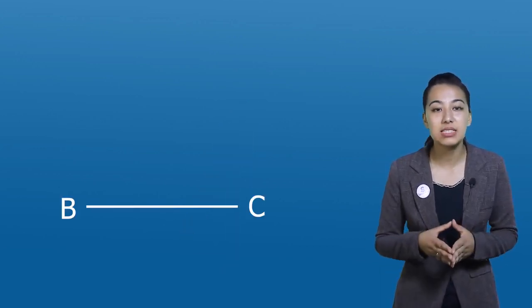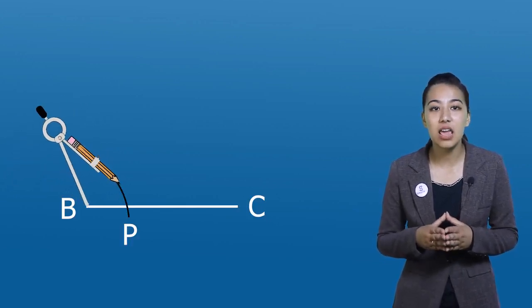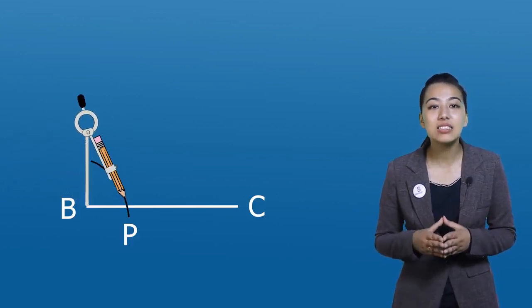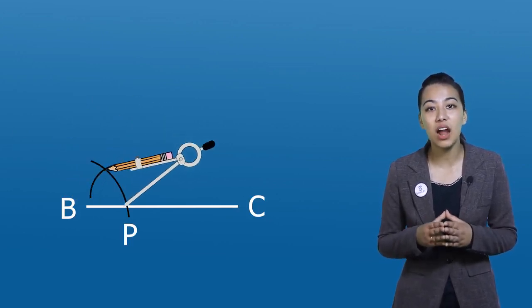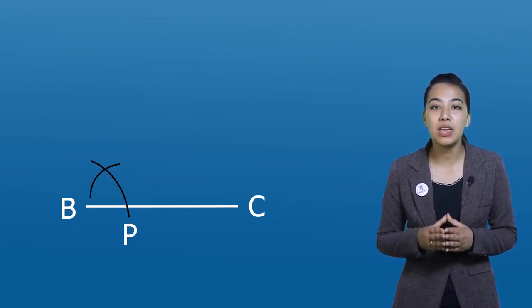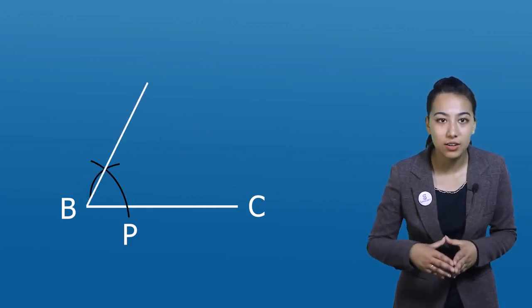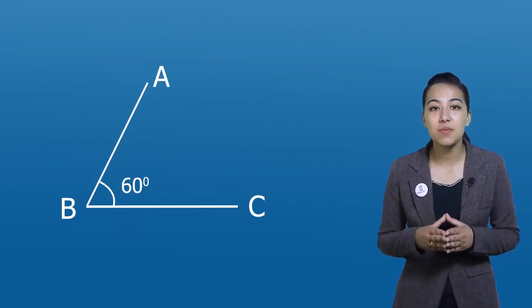Let's draw a line segment BC. Taking B as a center point, draw an arc using the compass that intersects the line AB at point P. Taking the same arc and using point P as a center point, intersect the previous arc made when B was the center. Connect point B and the intersection of the arcs. There you have your 60-degree angle ABC.